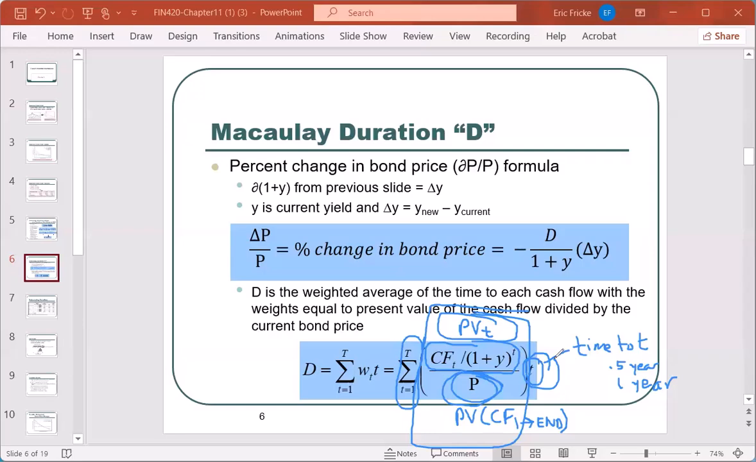The weight is based on how big the individual cash flow is. So the coupon payments are relatively small compared to the final payment of par value. The smaller the coupon payments, the smaller the percentage of the total bond price those coupons make up, okay? If that's confusing, don't worry about it too much. The main thing is we get a slight feel for it, so you understand that duration is the weighted average time to each cash flow, and we can use the equations. But that's where this comes from.